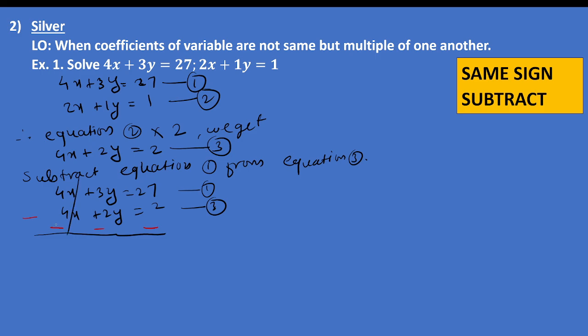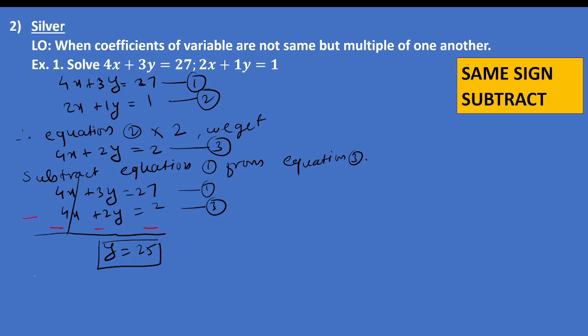So hence this x term will get cancelled because they are completely the same, and 3y minus 2y, I will get y, and 27 minus 2 will lead us to y equals 25. Okay, so therefore y equals 25, and this is one variable so far.